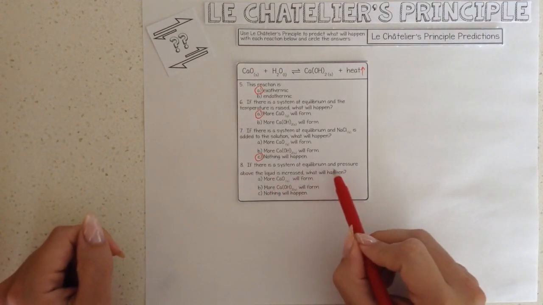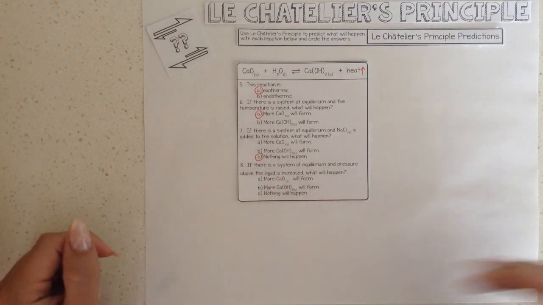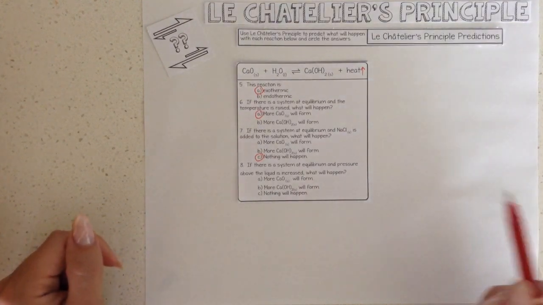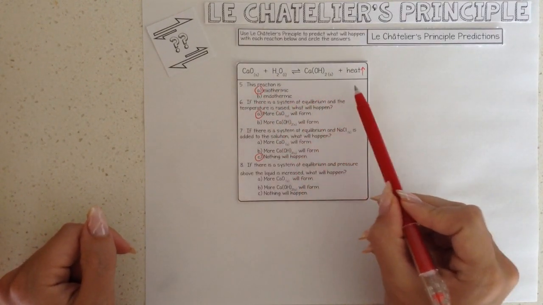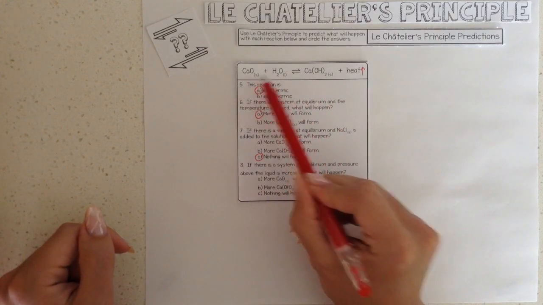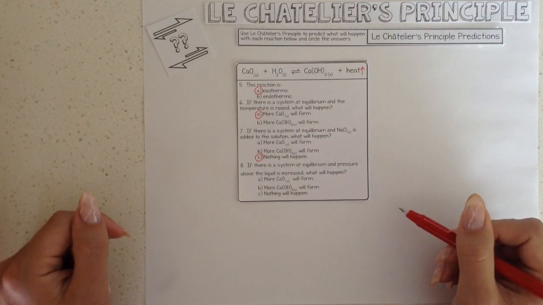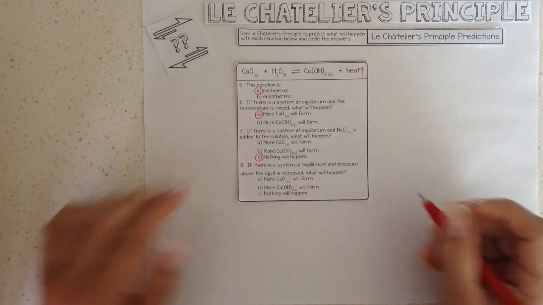If there's a system at equilibrium and pressure above the liquid is increased, what will happen? Again, we're looking for any reactant or product that is a gas. Here they are solid and liquid. A pressure increase or a pressure decrease is not going to do anything.